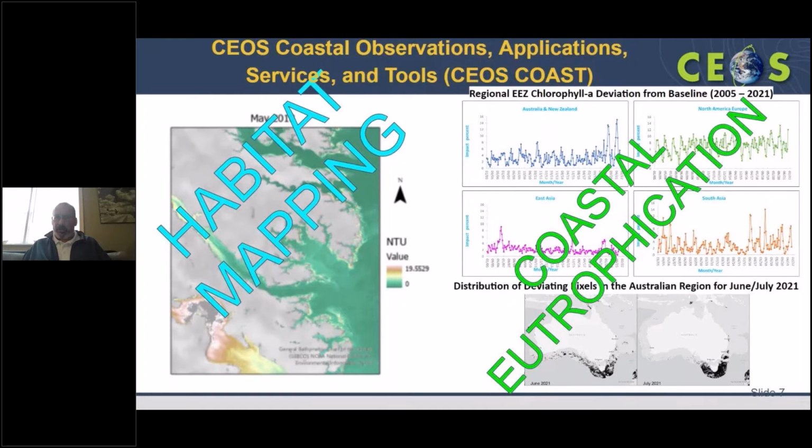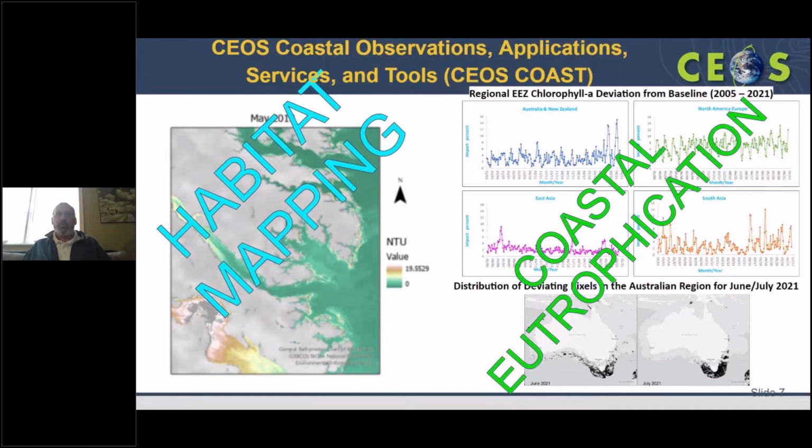I mentioned previously coastal eutrophication. This is an activity where CEOS COAST is actively working with GEO Blue Planet, as well as UN Environment, for Sustainable Development Goal 14.1.1, which is focused on coastal eutrophication. And what we did is work with UN Environment to develop satellite-based indicators using chlorophyll as a proxy of phytoplankton biomass, as an indicator of nutrient loading into the coastal zone, and looking at anomalies over time and in space for different regions.